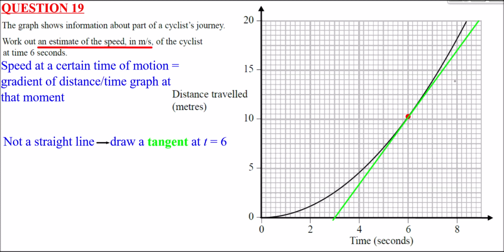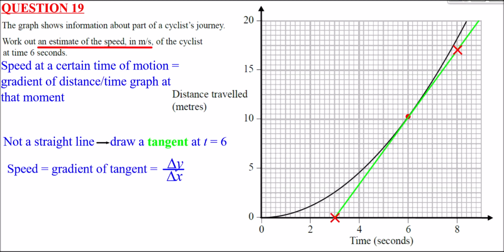And between those 2 points, the gradient is, of course, the change in y divided by the change in x. Or in our case, the change in distance divided by the change in time. So my 2 points, I'm going to label with a red cross, like so. This one and that one.